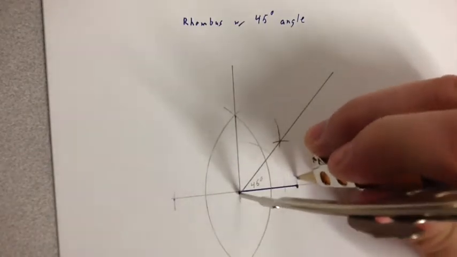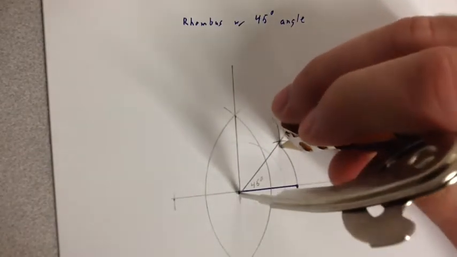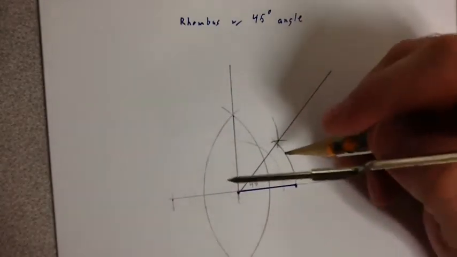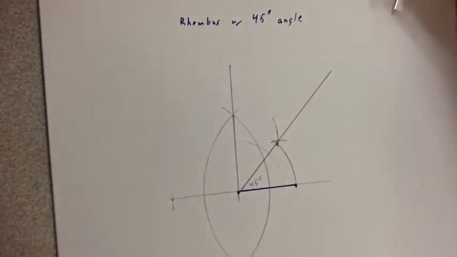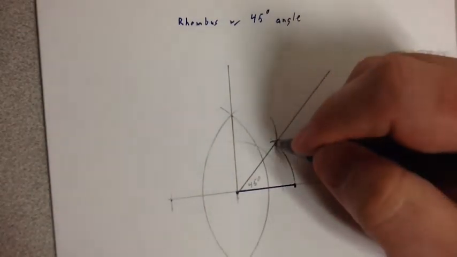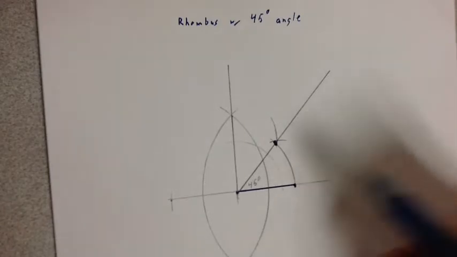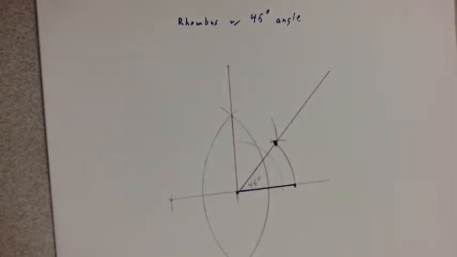Get that length, and maybe just swipe it up through here. I was pretty close, wasn't I? But that gives me my other endpoint right there. Maybe I'll put that in blue so we can see that a little better. Well, I've got 2 of the 4 sides of my rhombus built.